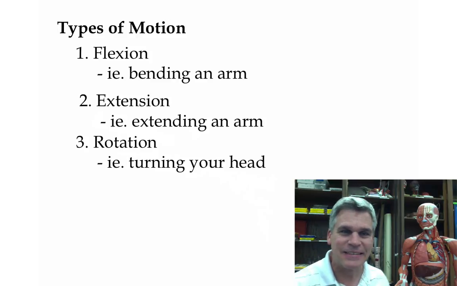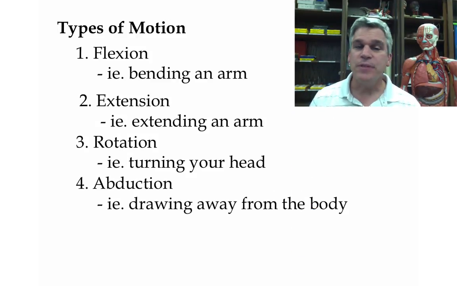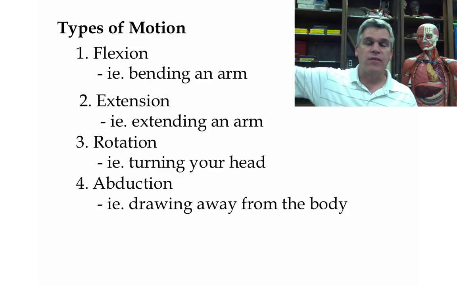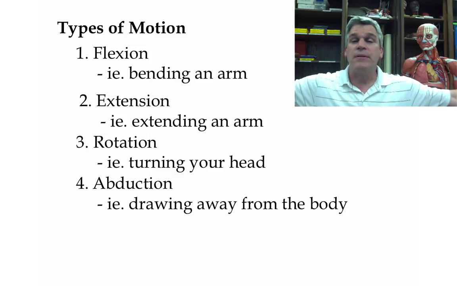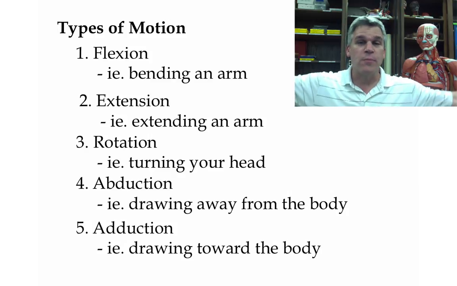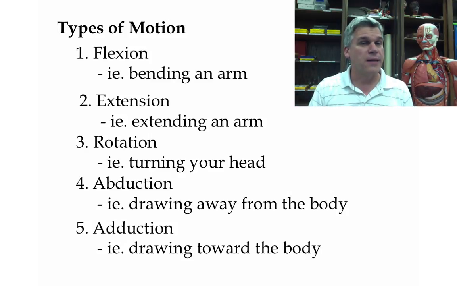Again. There is abduction. So this is drawing away from the body. So for instance, my arms are down to the side and I'm moving them upwards, they are abducting away. And the opposite of that is adduction. So I'm moving towards the body.